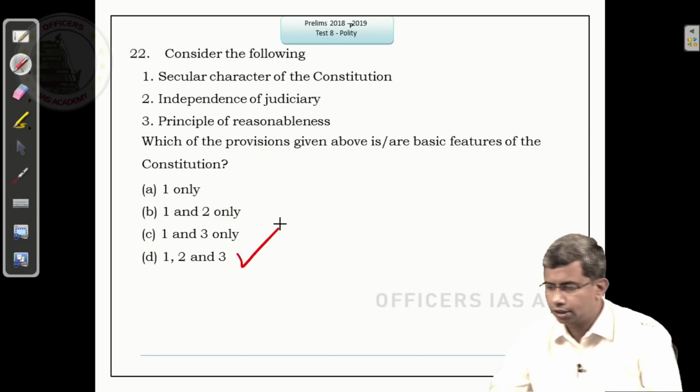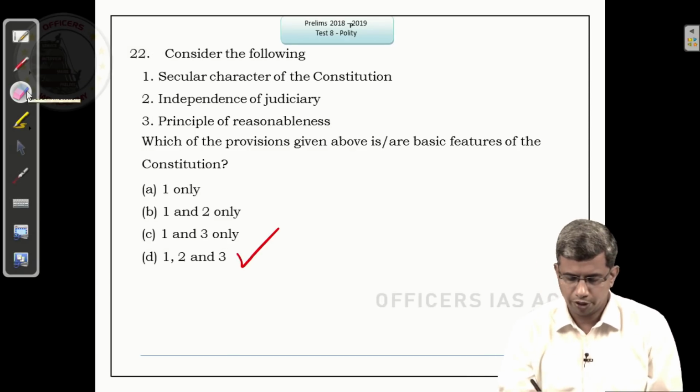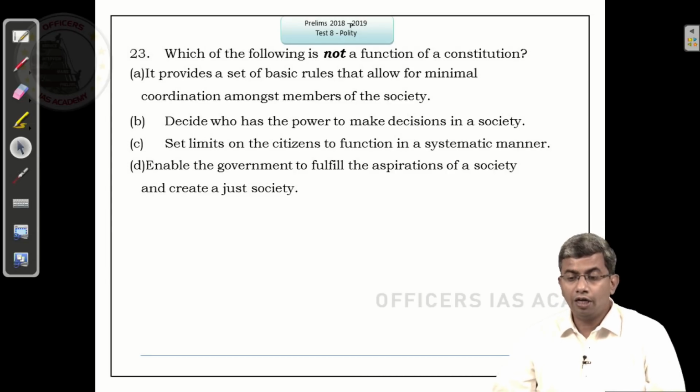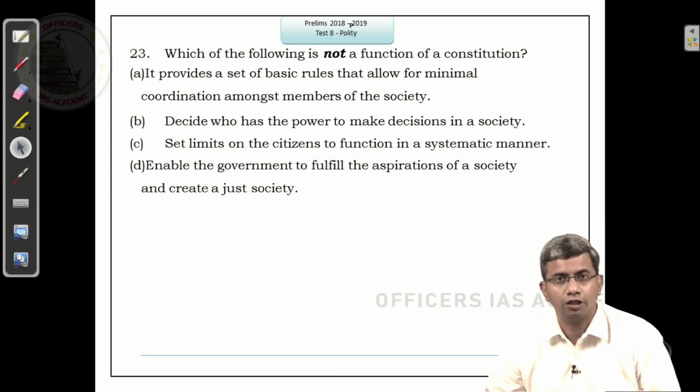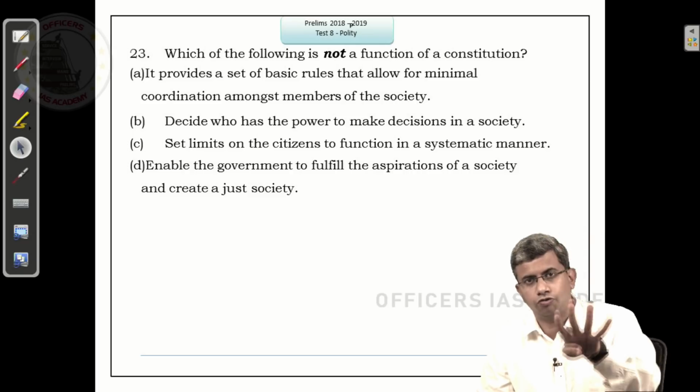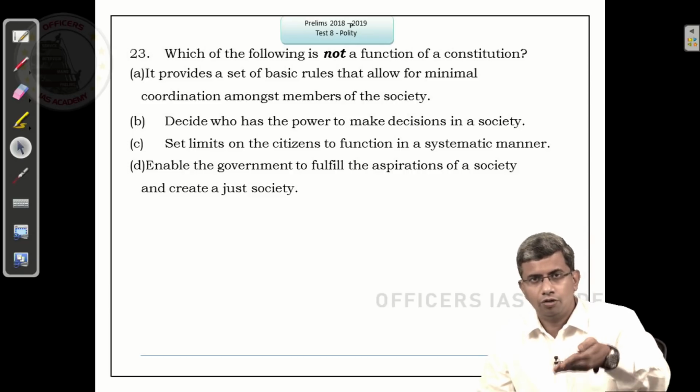So the correct answer is 22. For 22 it is D, 1, 2 and 3. Which of the following is not a function of the Constitution? There are 4 functions of the Constitution. The first chapter, Indian Constitution at Work, your NCERT book, lists down these 4 functions. So if you have read it, you will know the answer.